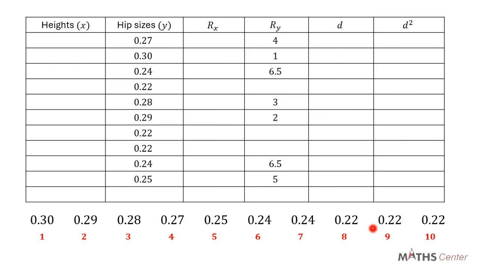Now 0.22 occurs 3 times. The first one has a rank of 8, the next one a rank of 9, and the last one a rank of 10. And so you add the ranks and then you find the average. Since it occurs 3 times, you divide it by 3. So you add the ranks, 8 plus 9 plus 10, then you divide it by 3. 8 plus 9 plus 10 gives us 27. And 27 divided by 3 gives us 9. So this 0.22 will have a rank of 9. The same goes for this one, and for this one, a rank of 9.